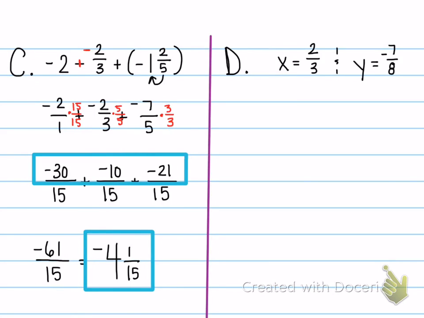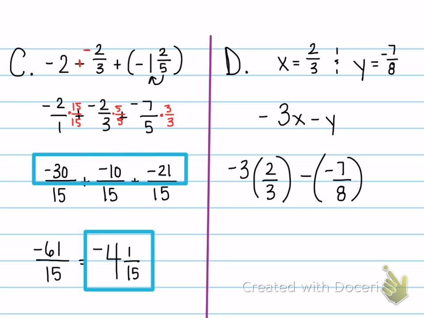In our last example, we're going to evaluate an expression where x equals 2/3 and y equals negative 7/8. Let's try negative 3x minus y. Try that out, see how you do. Okay, welcome back. So we have negative 3x minus y. I'm going to take negative 3 times 2/3 minus negative 7/8.